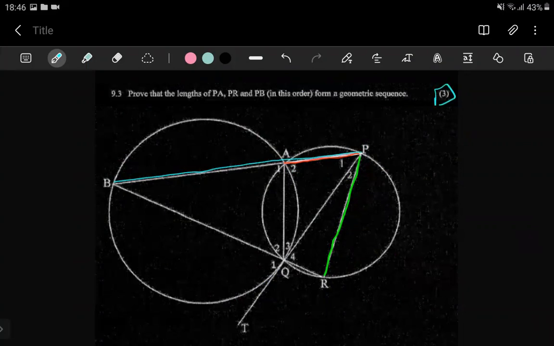The one thing we can also see is that in this question there are no dimensions given anyway. But they are saying we should prove that line PA, line PR, and line PB, in this order, form a geometric sequence. So we're dealing with a Euclidean geometry question, but they're talking about a geometric sequence, and that's like paper 1. So this question just highlights the fact that it doesn't matter if you're doing paper 1 or paper 2. All the knowledge that you know can be utilized to answer whatever question they're asking.